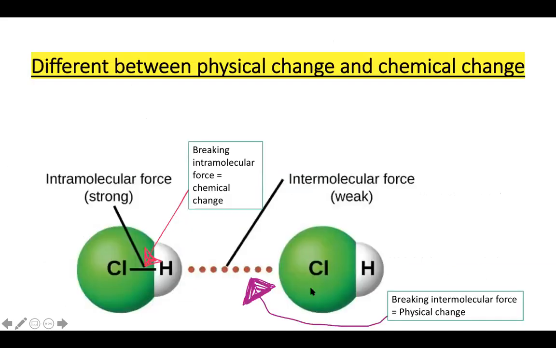Okay, so that's the difference between physical change and chemical change. Again, we will know more about it. I am not really defining intra and intermolecular forces right now. I'm just letting you know what is physical versus chemical change. In this case, physical change will be breaking down this weak bond, and chemical change will be breaking down this chemical bond between the elements, between the atoms.